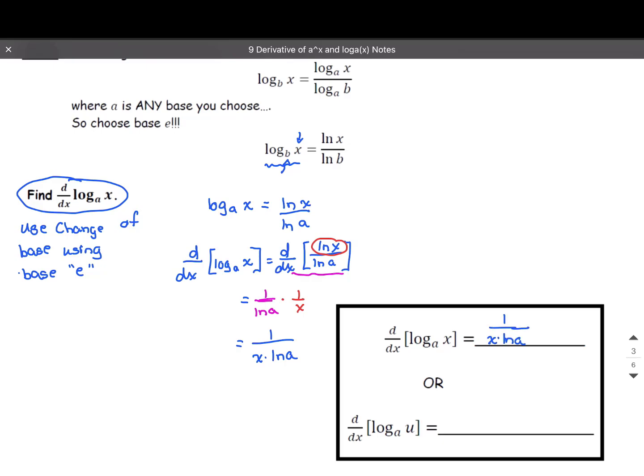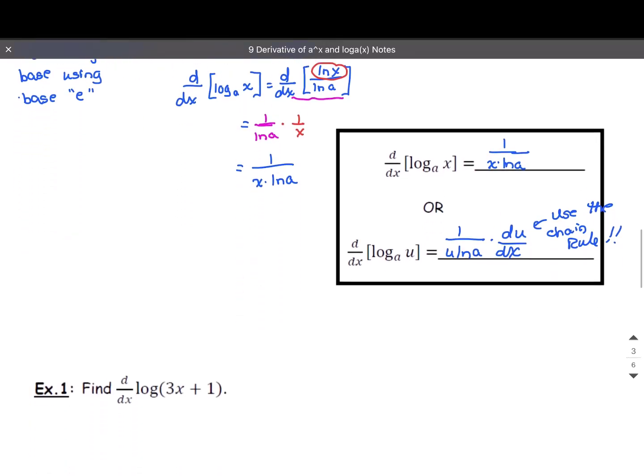Now, you can choose to memorize this rule, or you could use the change of base rule and just use the derivatives you already know. That is totally up to you. Don't forget, this uses the chain rule. Okay, let's try an example.